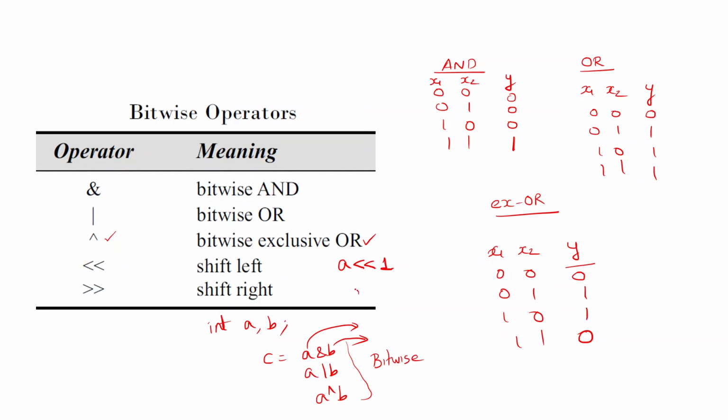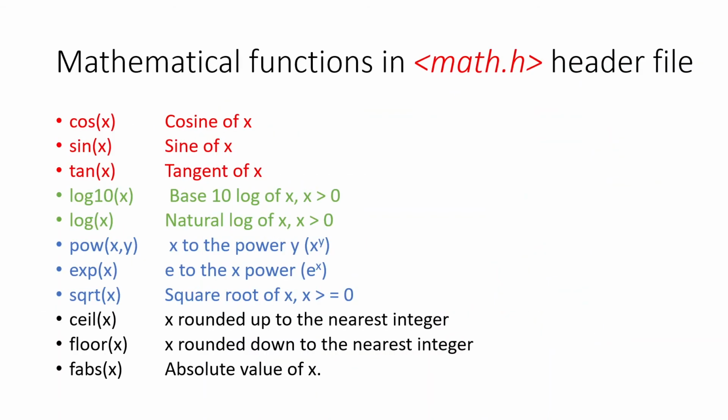Similarly, for shifting right by 1 bit, you write A right shift 1. And if you need to shift bits by 2 positions, you can write either A left shift by 2 or A right shift by 2. So how many bits it should be shifted is given here, and this is the operator. So now we are familiar with bitwise operators: and, or, XOR, then shift left and shift right. All these are the bitwise operators.